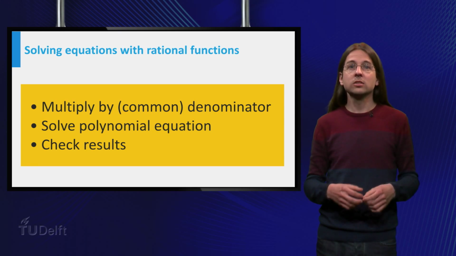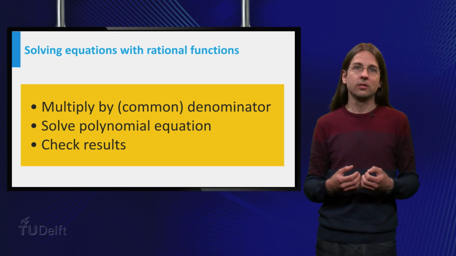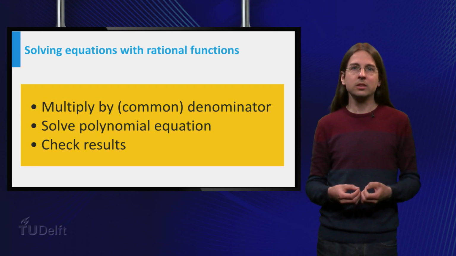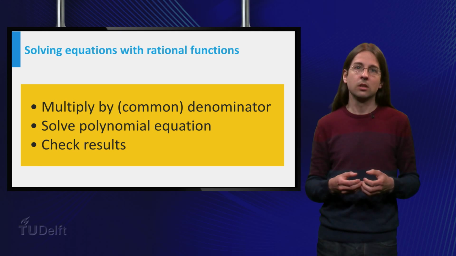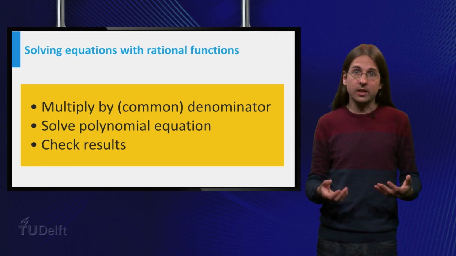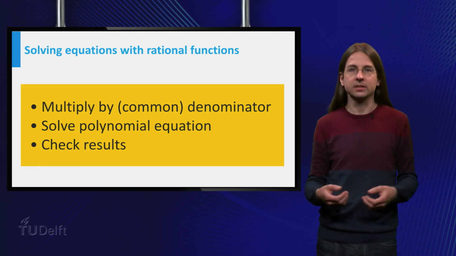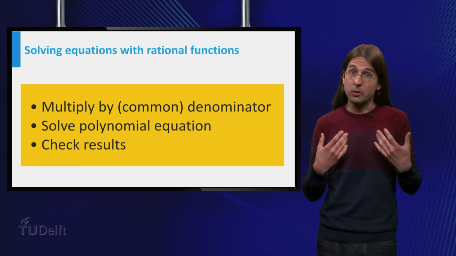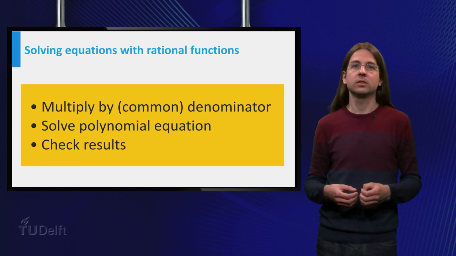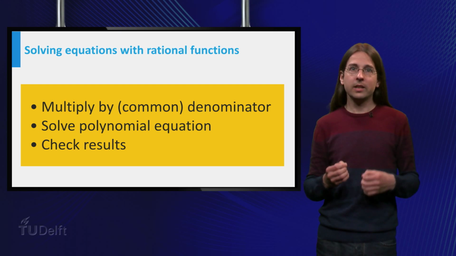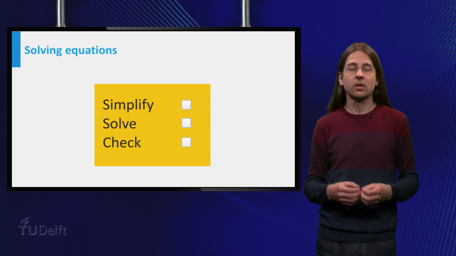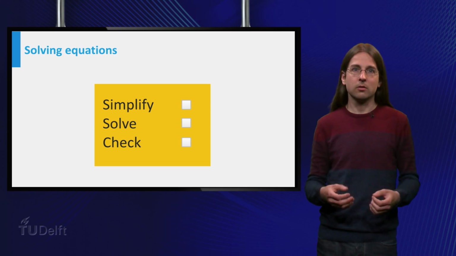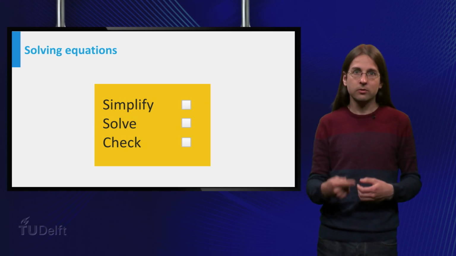Recall, rational functions are quotients of two polynomials. If you have an equation involving rational functions and multiply by the denominators, you will always end up with a polynomial equation. You can solve these with the techniques of the video on polynomial equations. Thus, in principle, you can always solve these. Don't forget to end with checking your results in the original equation. In short, the method consists of simplify, solve, and check.